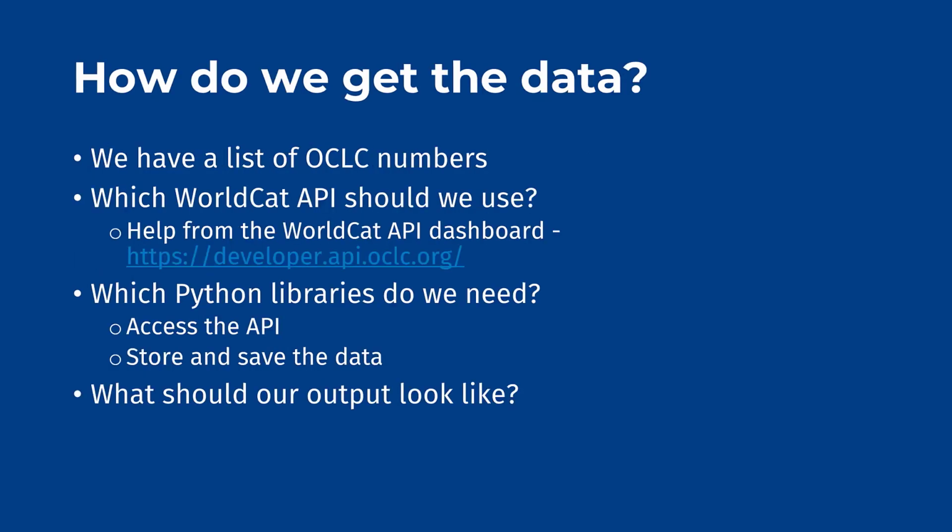So how do we get the data? We have our list of OCLC numbers. Which WorldCat API should we use? As Sid said, she was working through and she found a couple of options. There are quite a few choices, and many provide the same data as output. So you kind of have to shop around for what you're looking for. Obviously, you want to get maybe just the amount of data that you're looking for so that you're not generating a lot of traffic. The API dashboard comes in very handy.